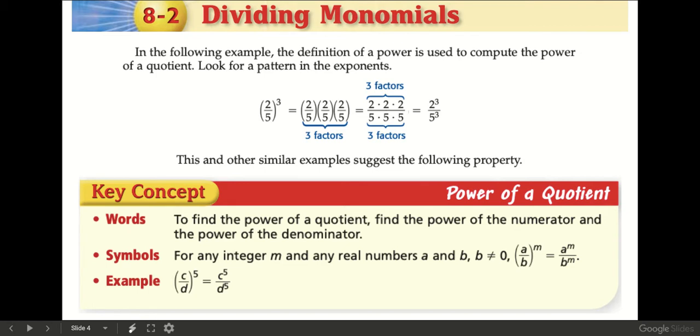And basically, one way that I like to think about this is whenever you have a fraction with an exponent, really it's like applying that exponent to the numerator and applying that exponent to the denominator, right? So notice how if I have c over d all to the fifth power, then that's c to the fifth power over d to the fifth power. That is the power of quotient rule.